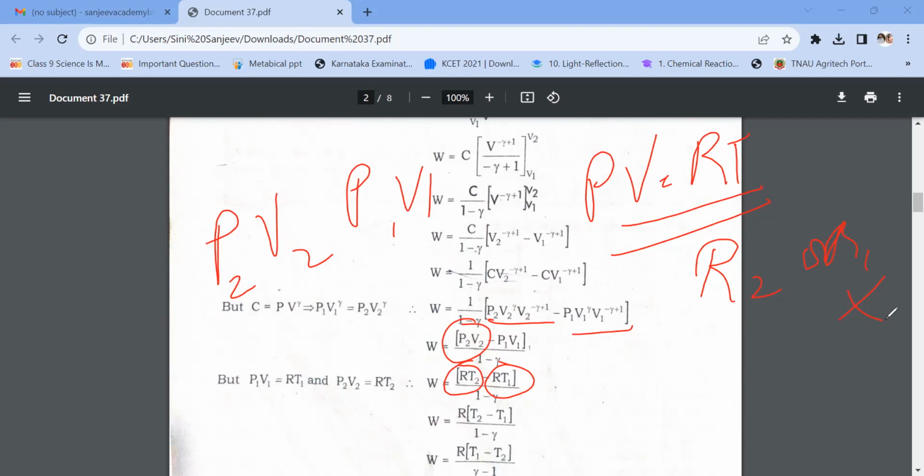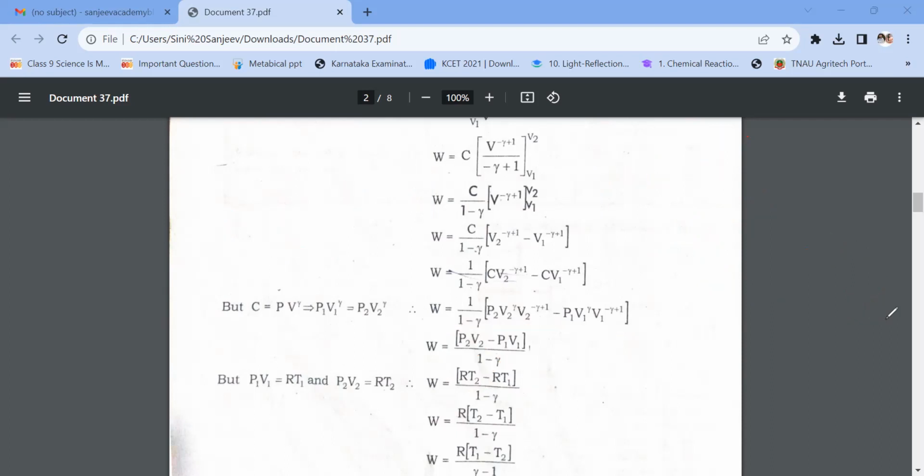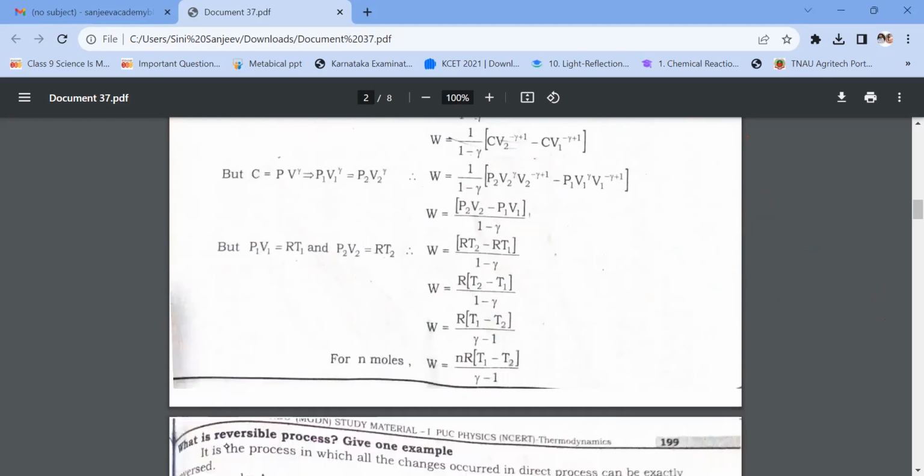Then I will take the constant R outside. So it is R into T2 minus T1, by 1 minus gamma. That's all. We can stop with this itself. Clear? This is a very simple derivation. We just need to know the basics of integration.